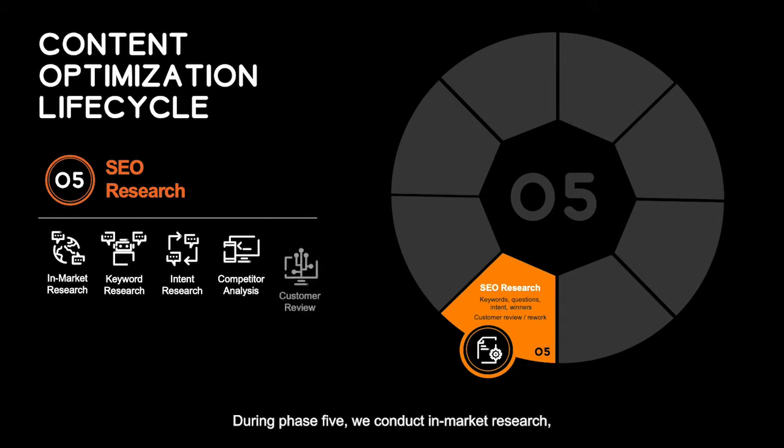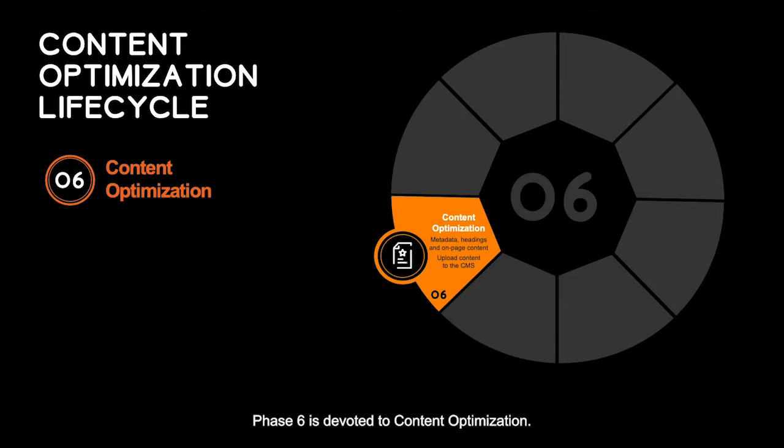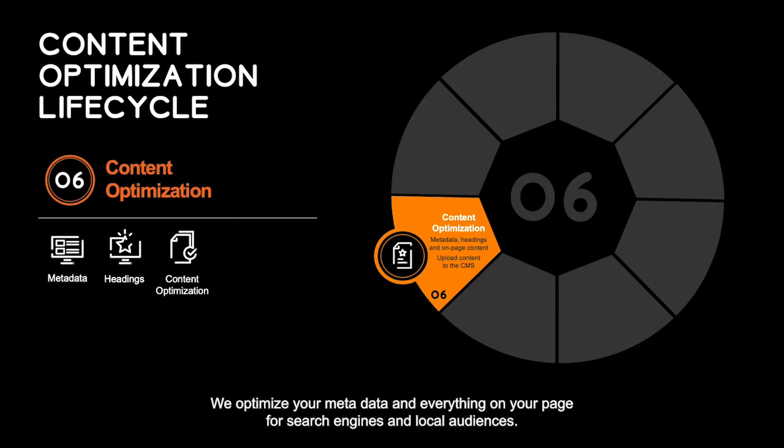During Phase 5, we conduct in-market research, which becomes the basis of the next step in the process. Phase 6 is devoted to content optimization. We optimize your metadata and everything on your page for search engines and local audiences.